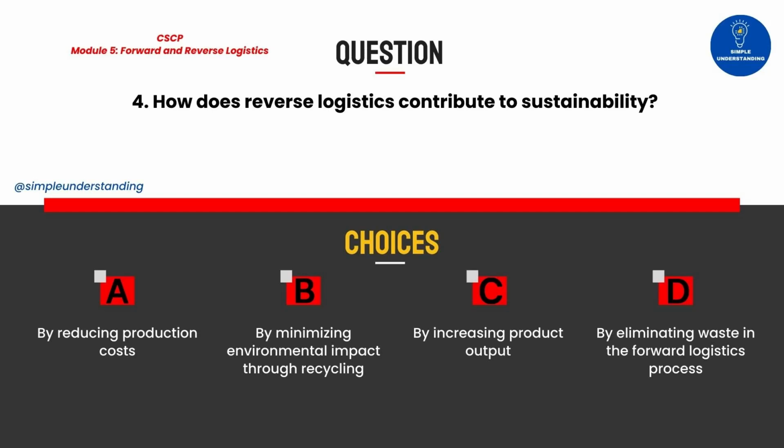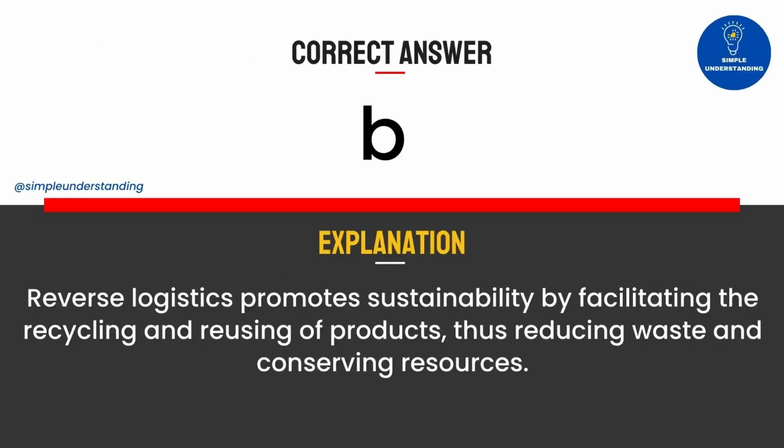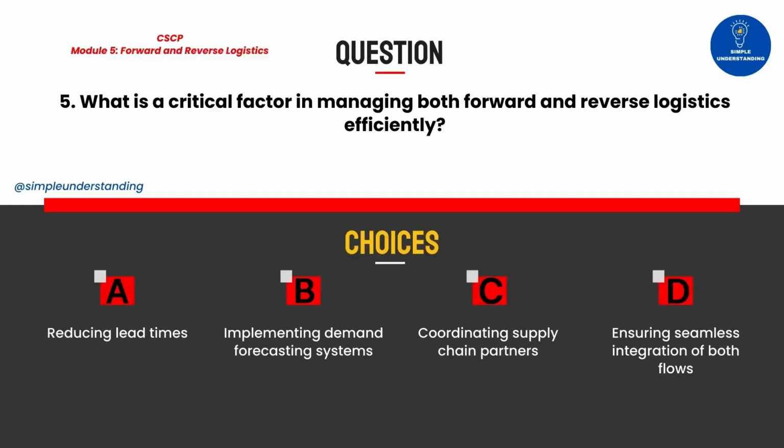4. How does reverse logistics contribute to sustainability? A. By reducing production costs. B. By minimizing environmental impact through recycling. C. By increasing product output. D. By eliminating waste in the forward logistics process. Correct answer: B. Explanation: Reverse logistics promotes sustainability by facilitating the recycling and reusing of products, thus reducing waste and conserving resources.